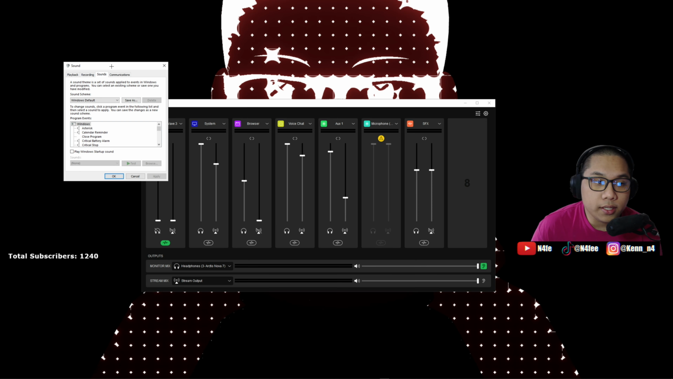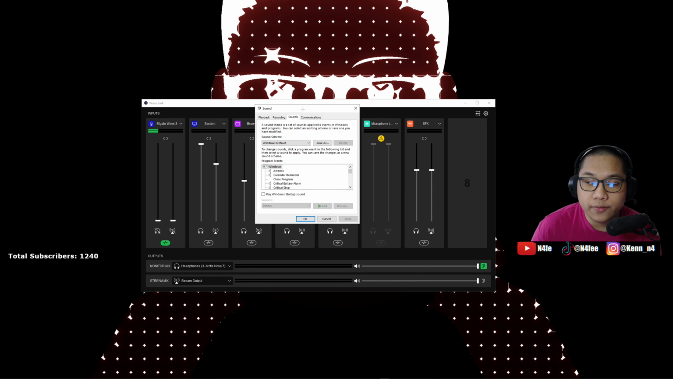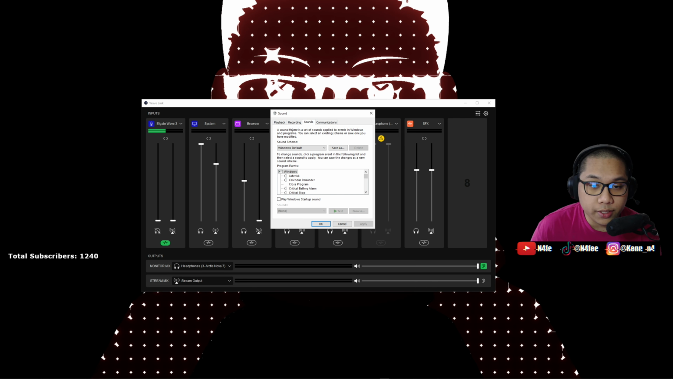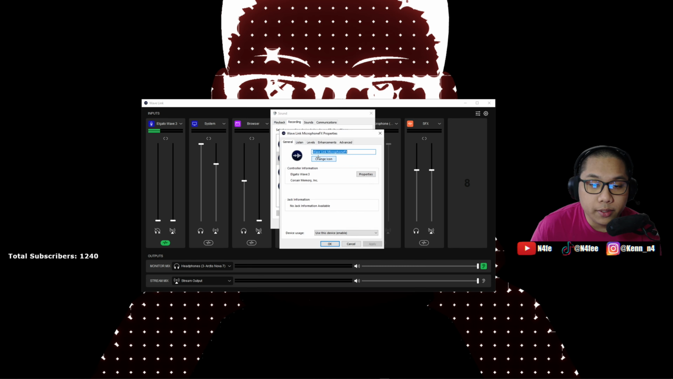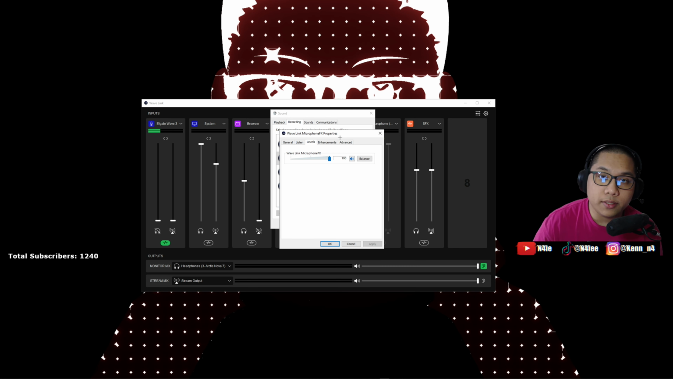So let's say I pull up this window over here. It's a very tiny window. I'm going to put it towards the middle of the screen. If we go to recording and then we go to this one, which is the microphone, my microphone input, the one that I would be using, we go to levels and we can see it's at 100. So let's say your microphone is at 100.